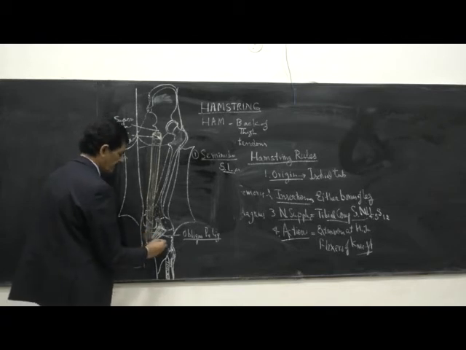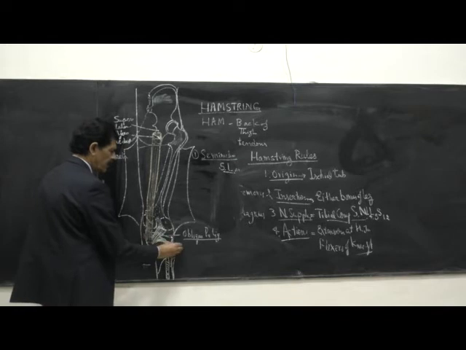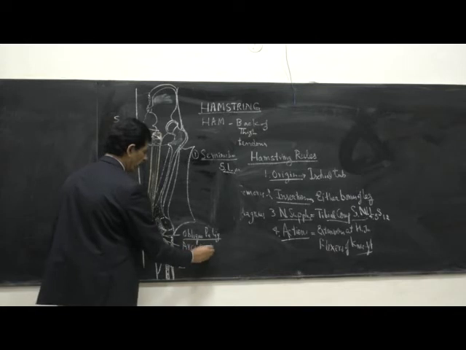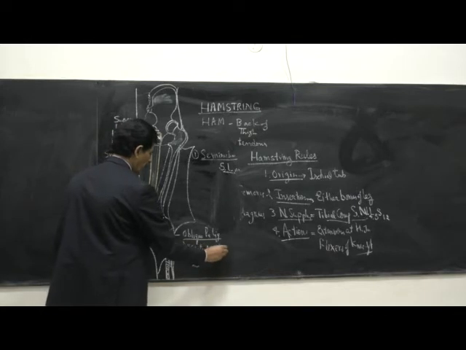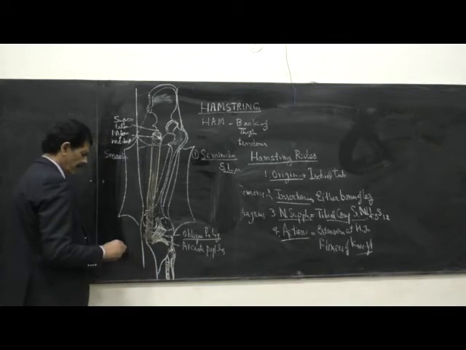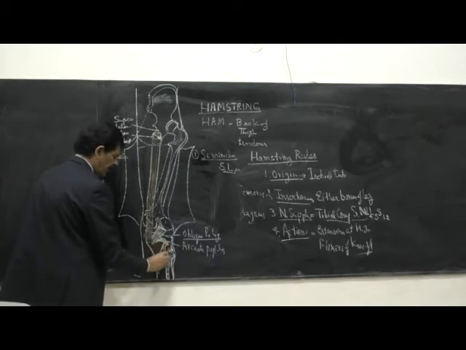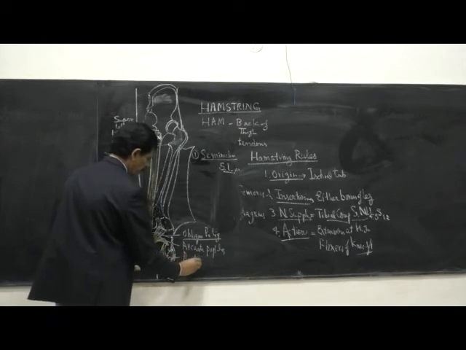Its few fibers arc downward and laterally towards the lateral condyle of the tibia, and it forms the arcuate popliteal ligament. Arcuate popliteal ligament, below which the tendon of the popliteus muscle becomes extracapsular. The popliteus muscle becomes extracapsular.